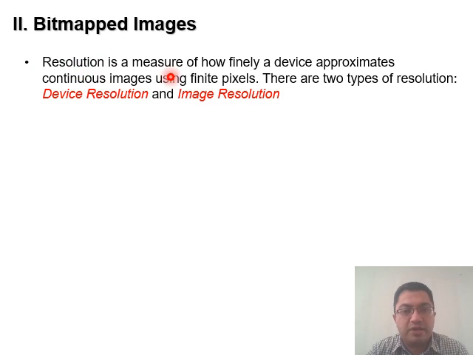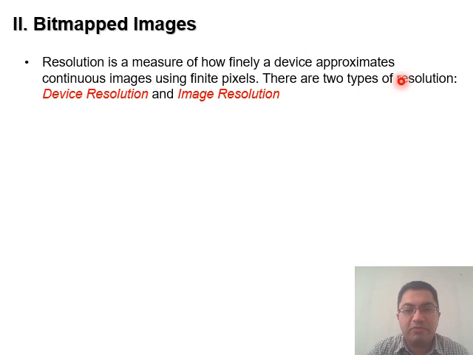Now, when we talk about this, we have to mention something called the resolution, which is a measure of how finely a device approximates continuous images using finite pixels. You know, like when you go and buy a new mobile phone, you will find that it says, okay, this phone has a 25 megapixel camera, or 15 or 12 or whatever. So what does it mean to have 25 megapixels in the camera? The megapixel figure is actually defining the resolution of the device.